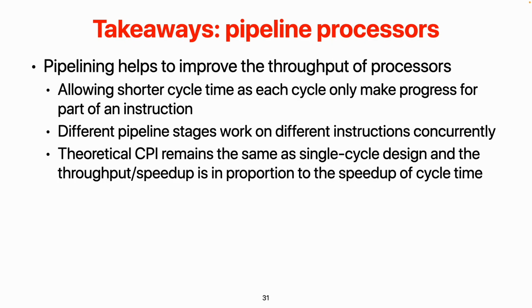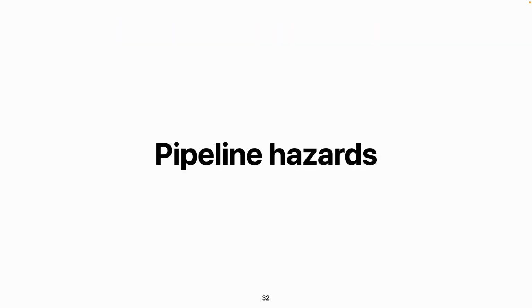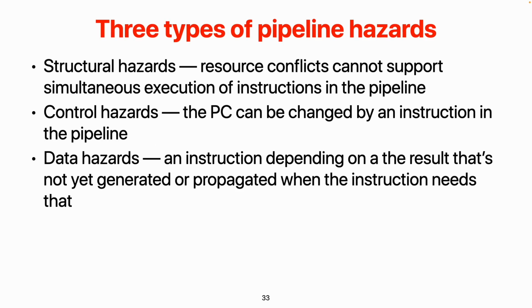So the takeaway here is that right now on the hardware side, we have made everything pipelined, and the theoretical CPI should be the same as a single cycle design, and we can take advantage of the reduced cycle time. However, this is very difficult because we have pipeline hazards. So there are 3 types of pipeline hazards.